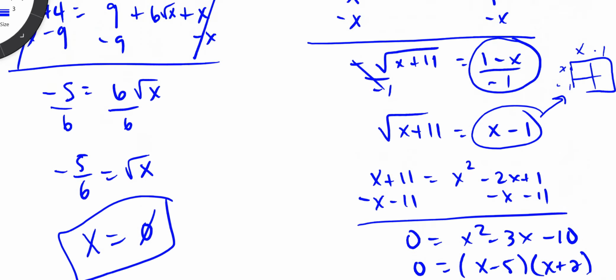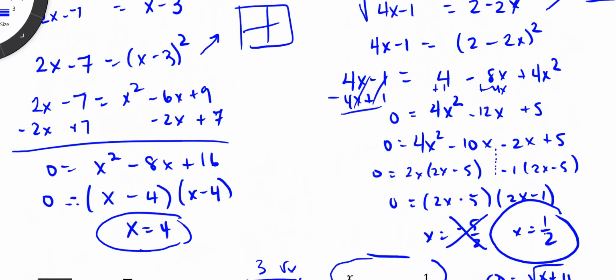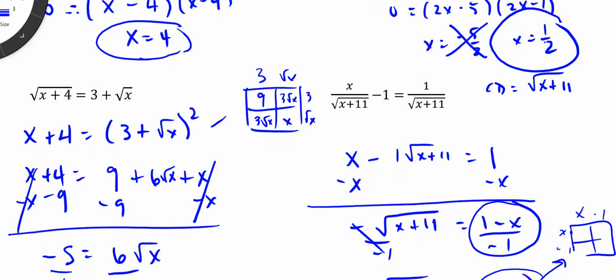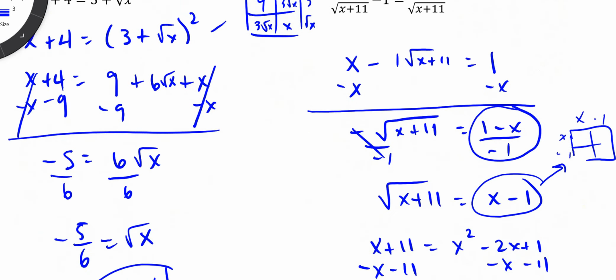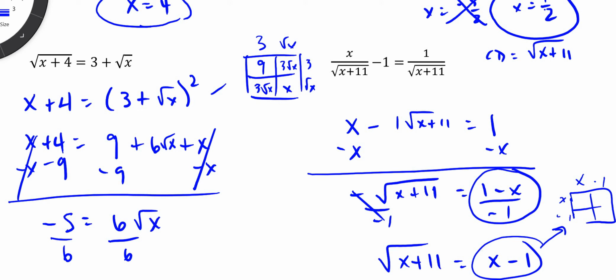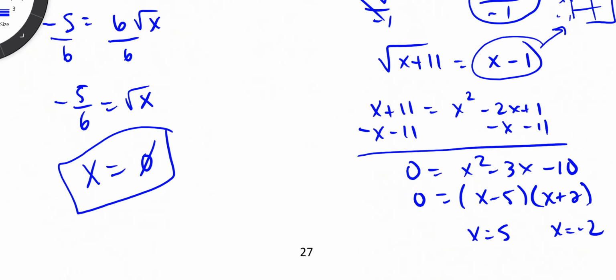Now this one definitely is a little bit harder to check in your calculator, right, because of the radicals and the denominator and all that stuff. So I would actually just check this one with mental math. So let's just kind of talk through it. So if I have 5, square root of 5 plus 11 is 16, square root of 16 is 4. So I have 5/4 minus 1 equals 1/4. That's true, right? So 5 totally works.